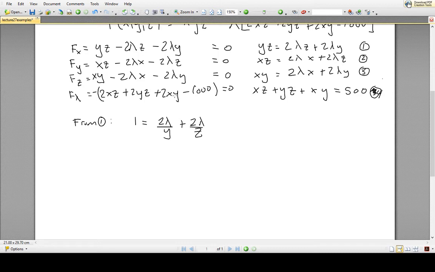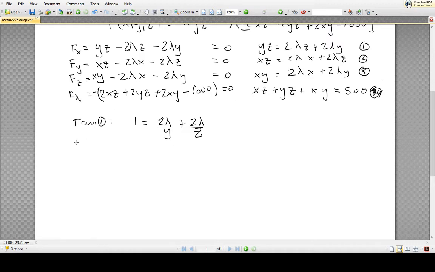Yz divided by yz, of course, is 1. And if I divide this term by yz, the z's cancel out, and I have 2 lambda over y. And this term, when I divide by yz, I get 2 lambda over z, because the y's cancel out. Okay, so I have that equation.